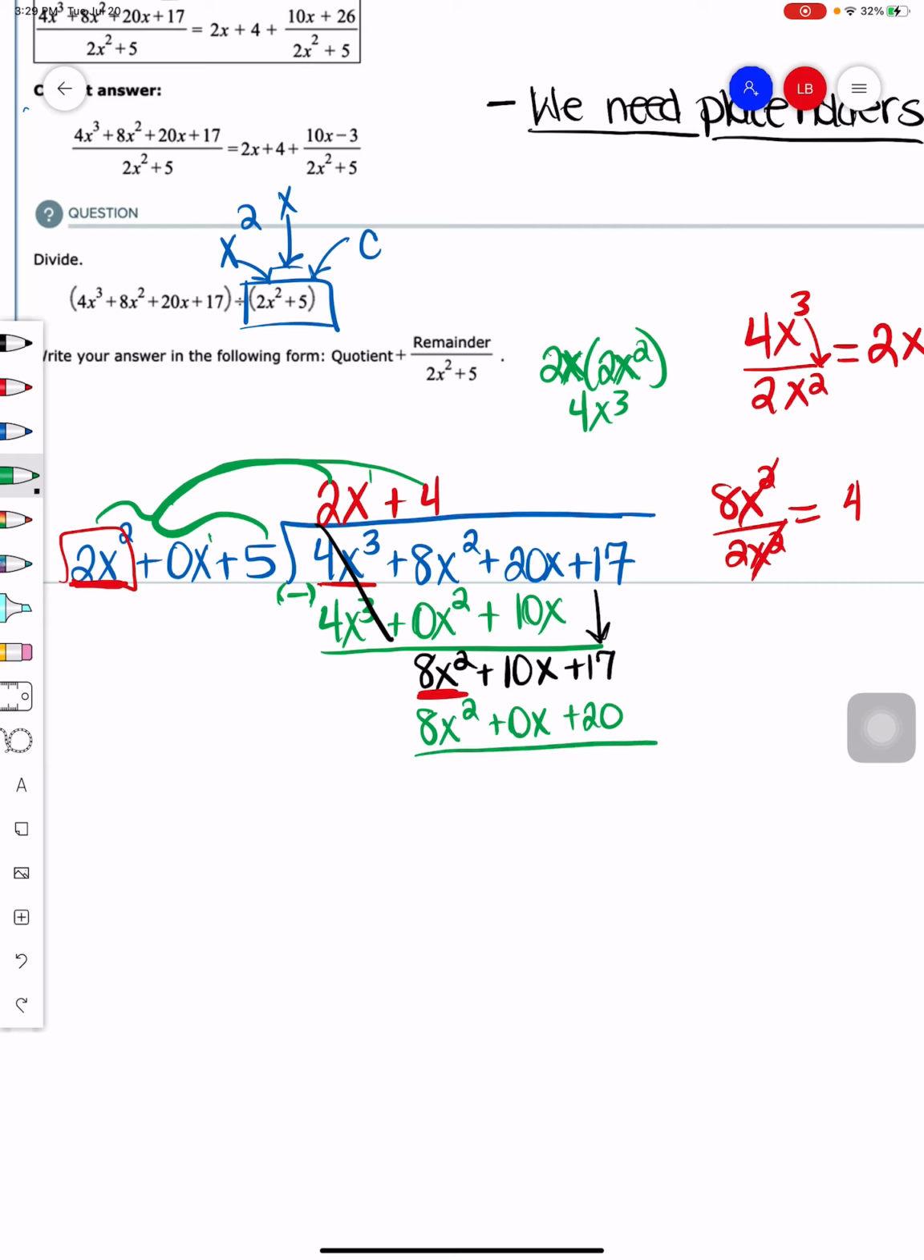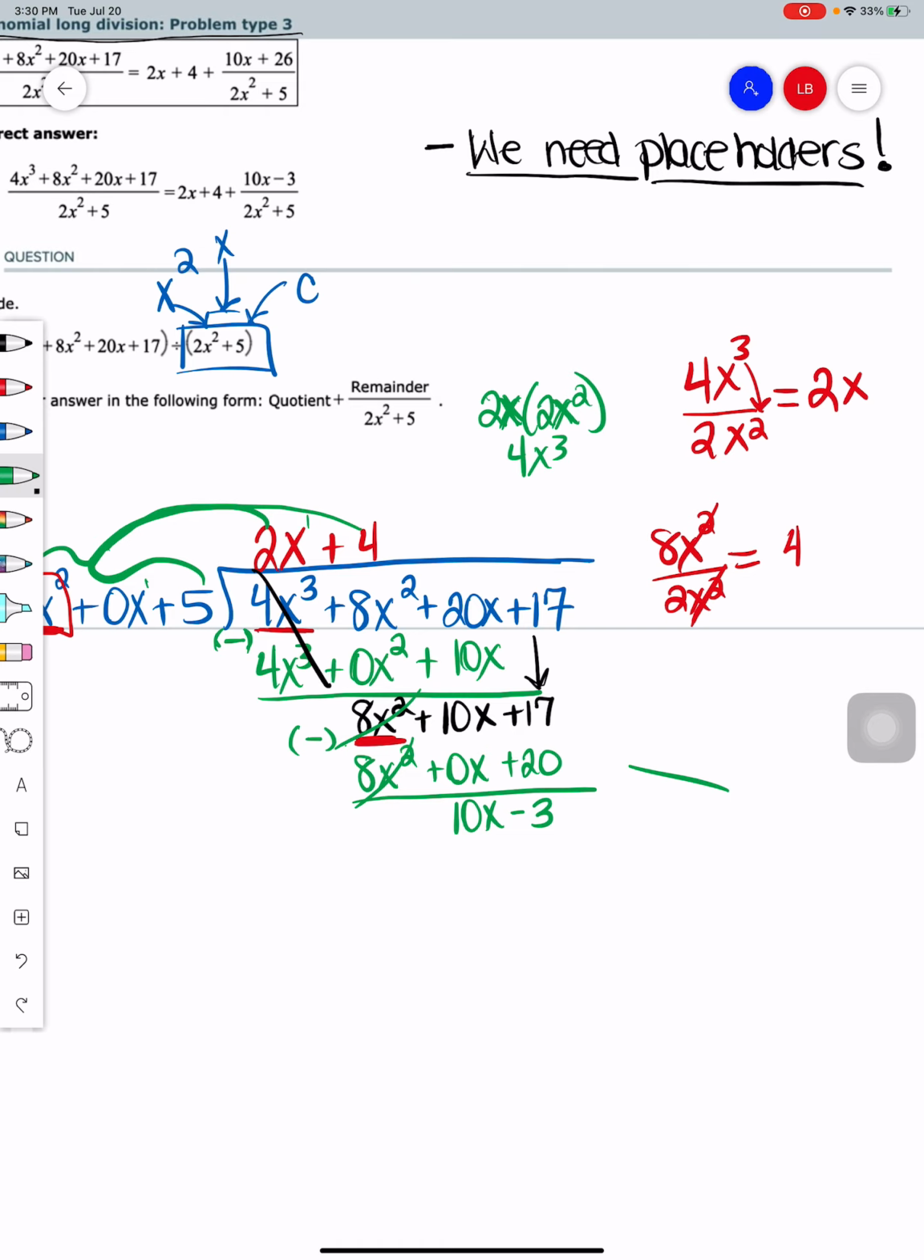And again, just as we did before, I'm going to put it in parentheses. Some folks actually change the sign of everything. Whichever makes you happiest, whichever makes more sense to you, please do that. But for me, I just put a minus sign there. And I subtract 8x squared minus 8x squared. That's going to cancel one another out. 10x minus 0x is going to leave me with 10x. 17 minus a positive 20. 17 minus 20 is going to leave me with a negative 3. And there are no other terms to bring down, so that lets me know I'm finished.